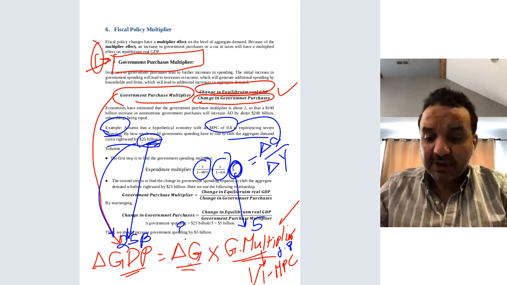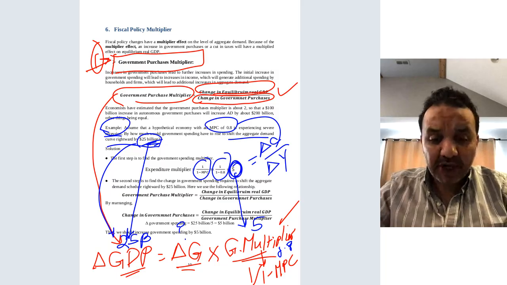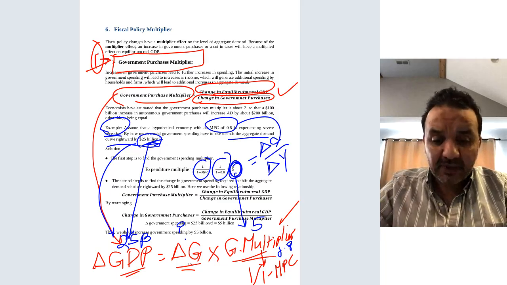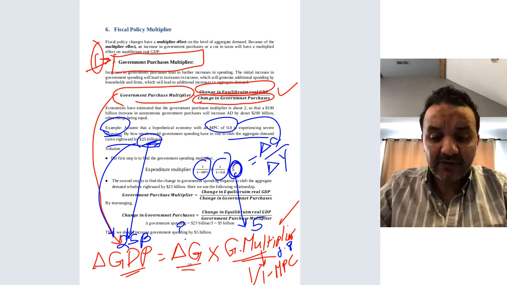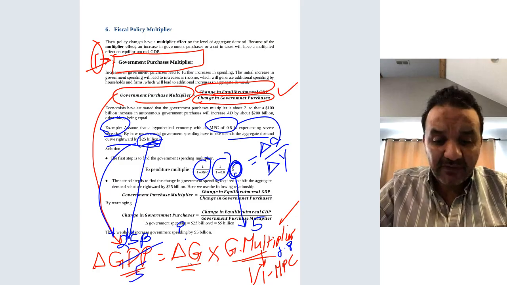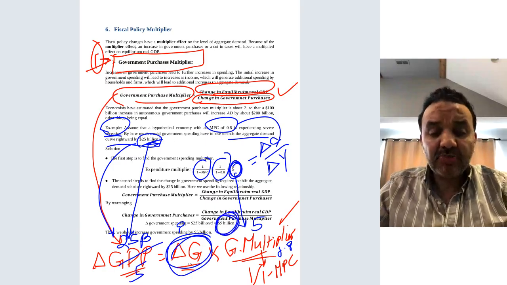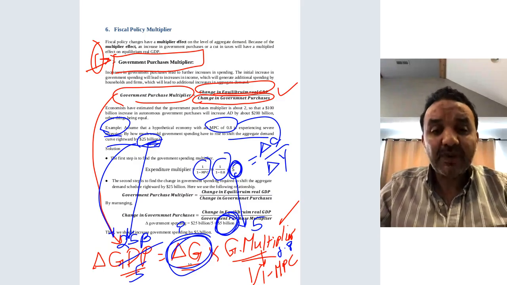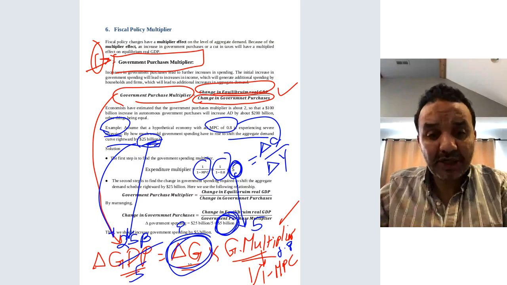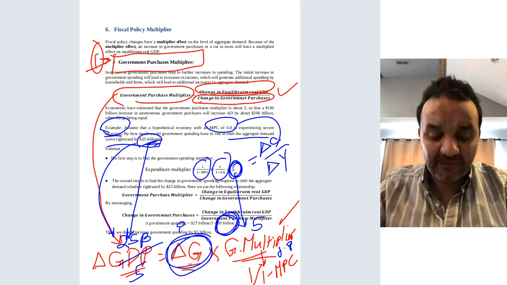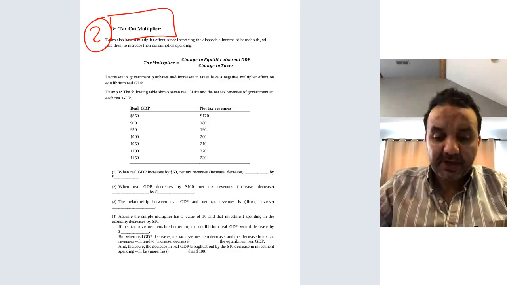So here it's a simple formula. We have only one unknown. So 25 billion equals the change in government spending times 5. So if you divide 25 by 5, this will give you the change in government spending. So the change in government spending equals 5 billion. So this means the government needs to increase government spending by 5 billion to achieve a change in GDP of 25 billion. Okay.